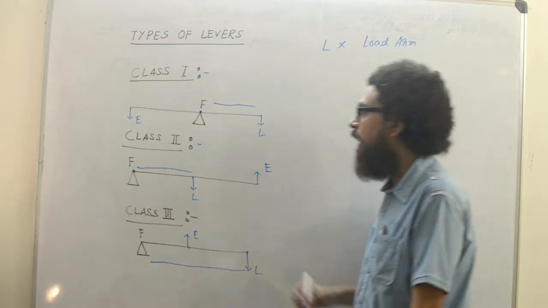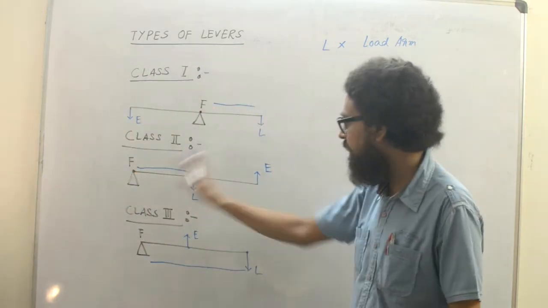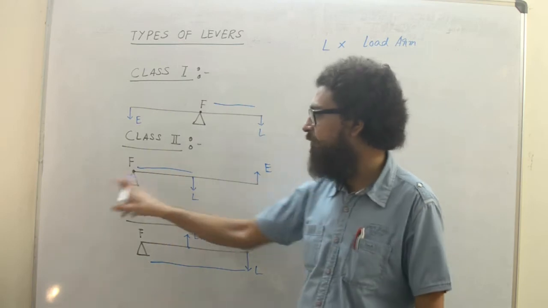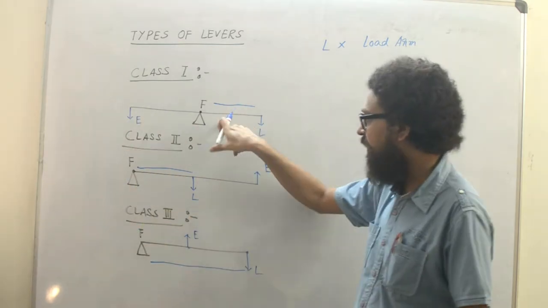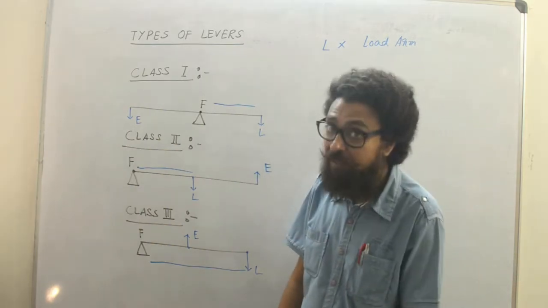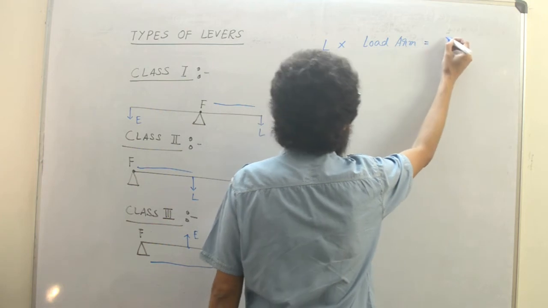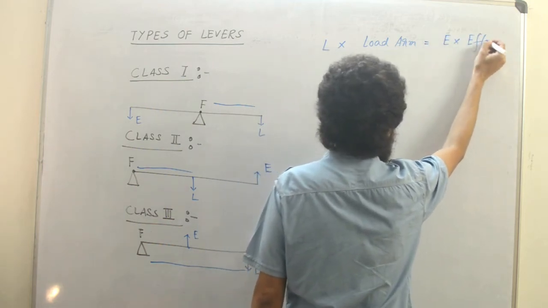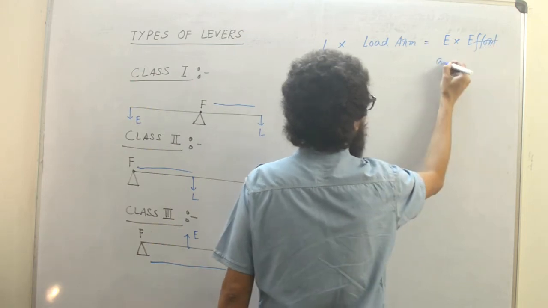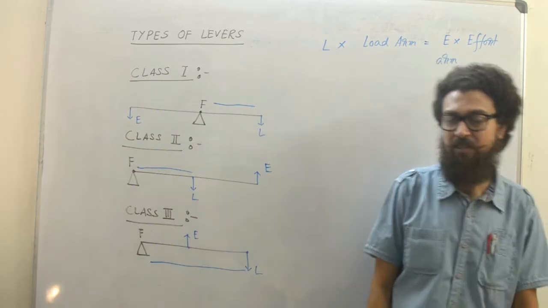Sure? Good. And similarly we have another thing called effort arm. We can understand the rest part is the effort arm. From the effort till the fulcrum is called the effort arm. So load into load arm is equal to effort into effort arm. This is the principle of moment. Turning effect is restricted.